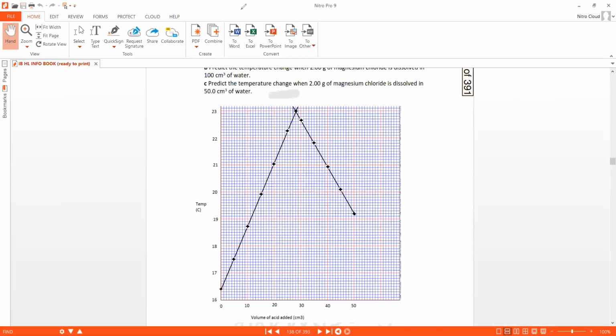Then here again, the endpoint is obtained from the graph, because here the acid is added in 5 cm³. You can see the readings 5, then 10, then 15, 20, 25, and then straight 30. But the endpoint was somewhere between the 25 reading and the 30 reading.